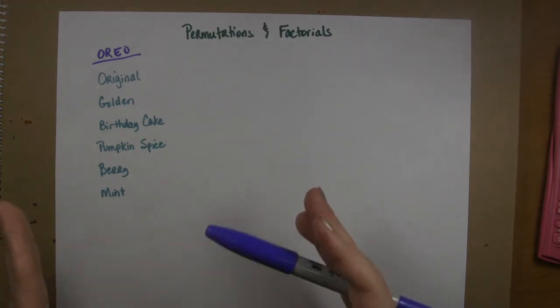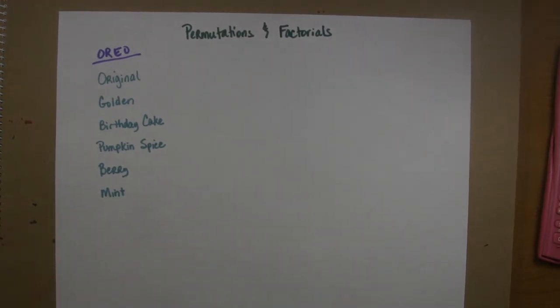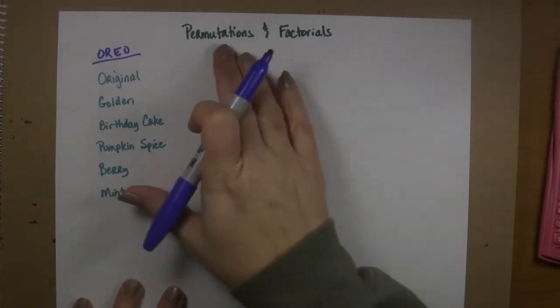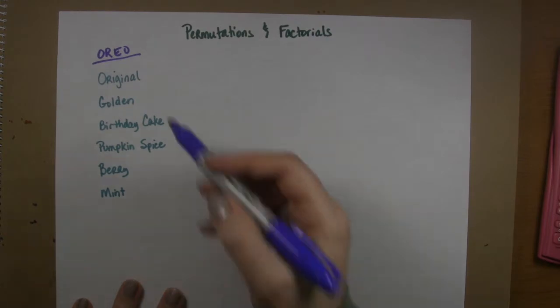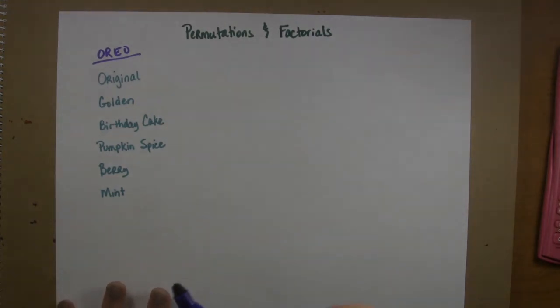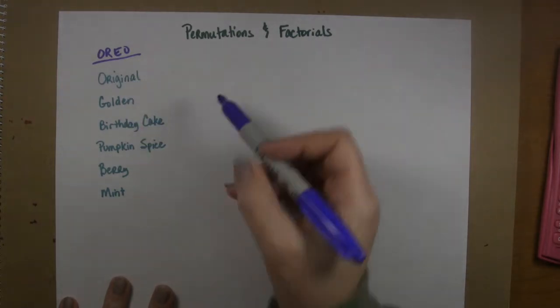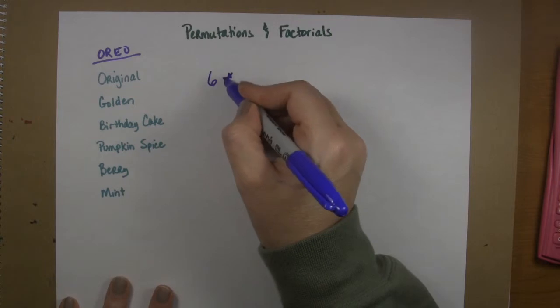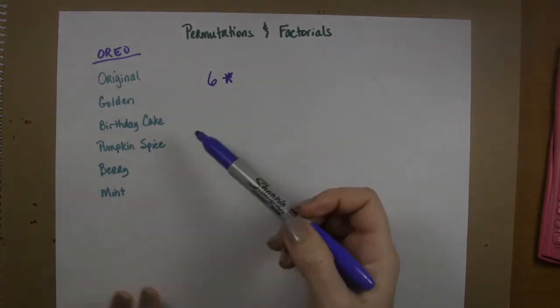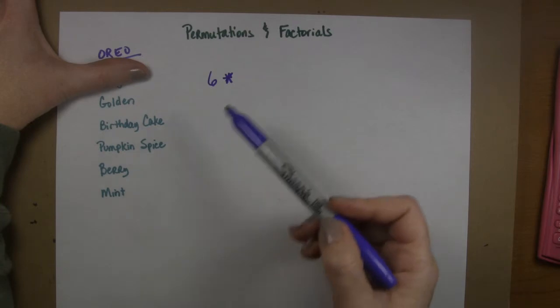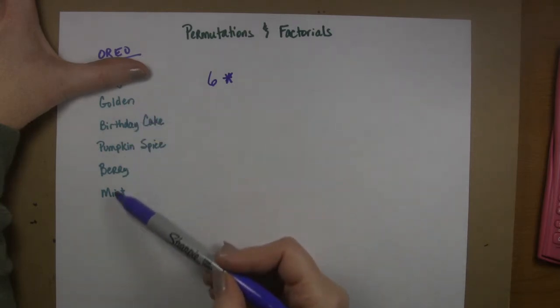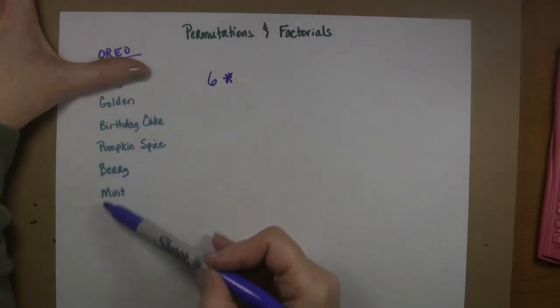How many different ways do you think that you could eat those 6 Oreos? Well, there is an actual mathematical way to calculate it, other than just writing out all the possible permutations. The way you do it is you say, okay, the first Oreo that I eat, I have a choice of 6, right? The next Oreo that I eat, so let's say I eat original first, I can choose from 5 options. 1, 2, 3, 4, 5.